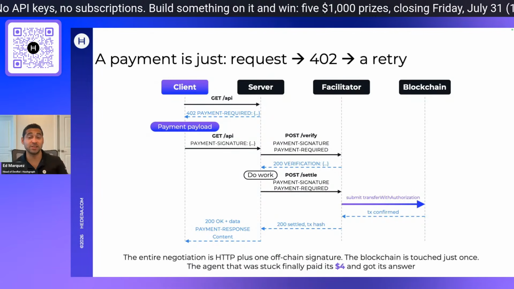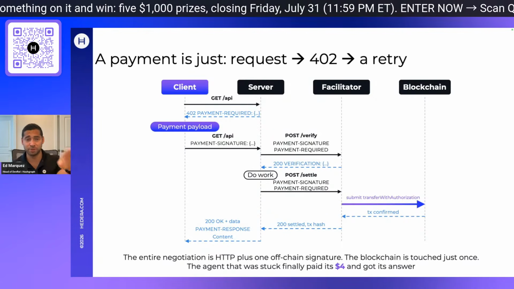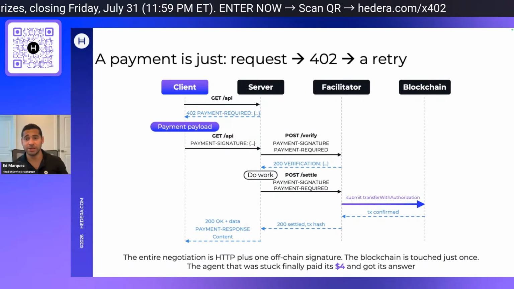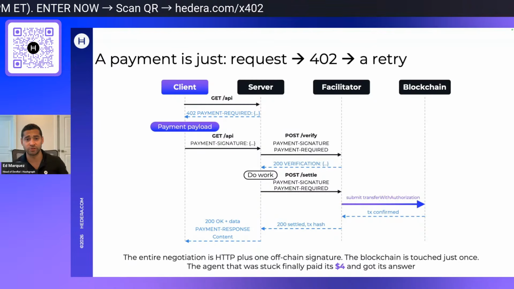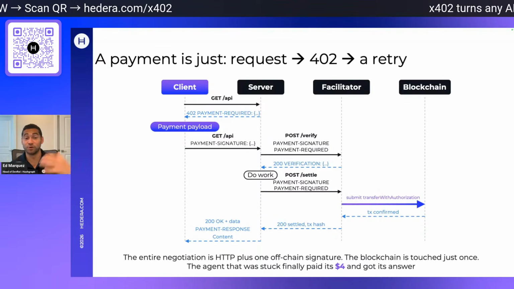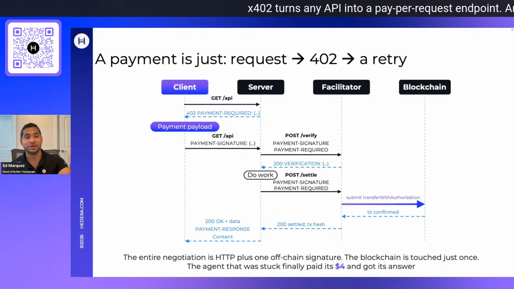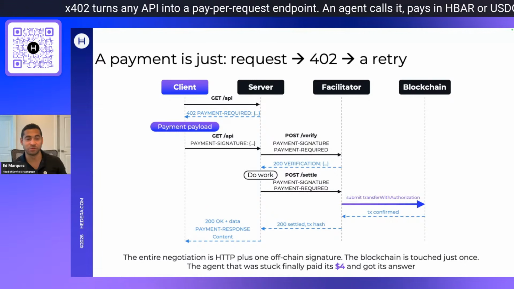So that's the sequence, right? And what you see here is that the entire process is just HTTP plus that one signature off chain. And then the blockchain is only touched at the very end on that purple arrow that you see at the very end. And that's how that agent that was stuck in the beginning behind that paywall can actually pay for a few cents or a few dollars and get the answer that it was looking for.